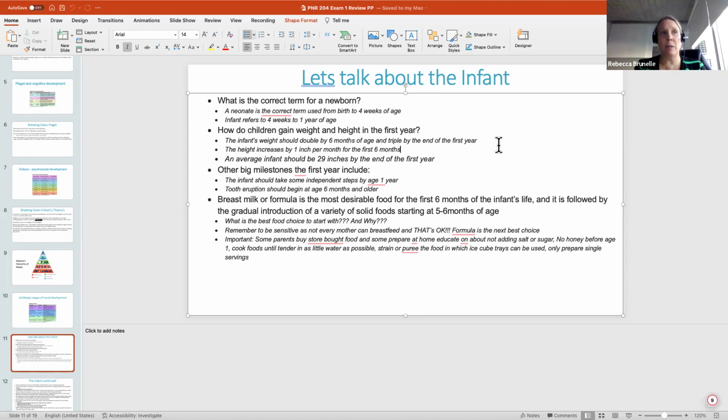And you do need to be able to remember some of these key height and weight things. So like the infant's weight doubles by 6 months, it triples by 1 year, and then it quadruples by 2.5 years. So if they give you a birth weight, you should be able to figure out what you predict it will be at 6 months, 1 year, etc. And then the average height increases by 1 inch per month for the first 6 months, and then most kids are around 29 inches by the end of their first year.